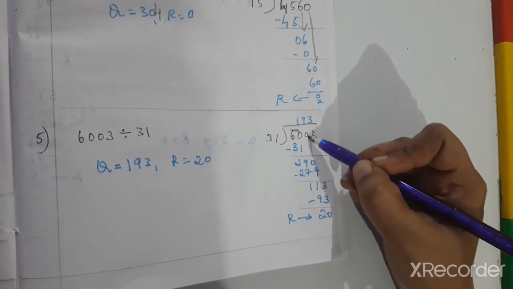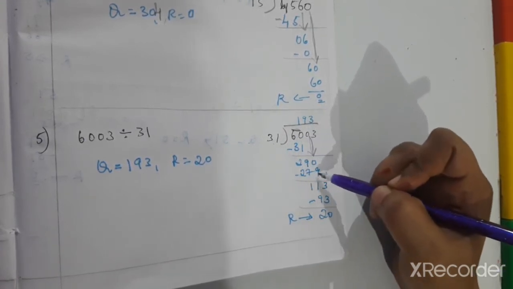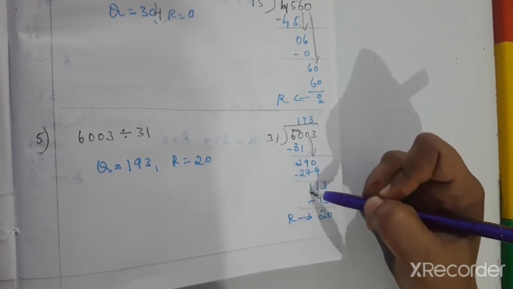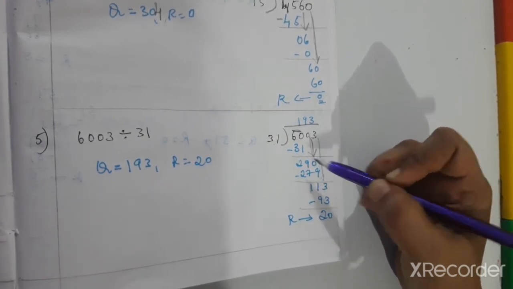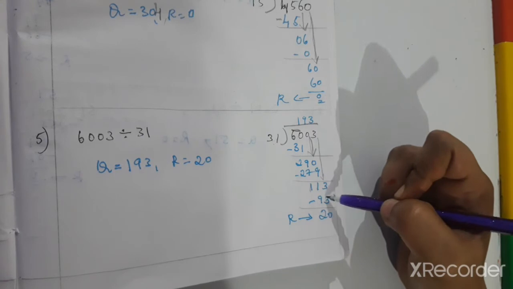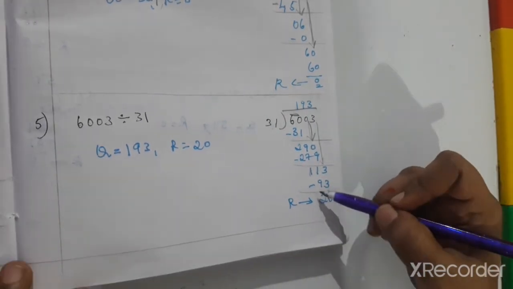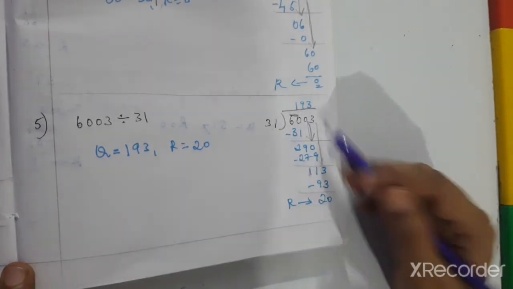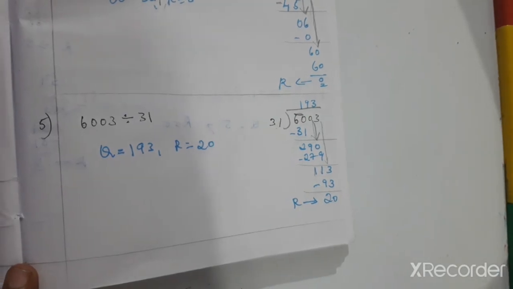Now bring 1 0 down, that is 290. Now 31 nines are 279. 290 minus 279 means after subtraction you get 11 as answer. Now bring one number down, that is 3. 31 threes are 93, that is the nearer one. 113 minus 93 is 20. Quotient is 193, remainder is 20. Next.